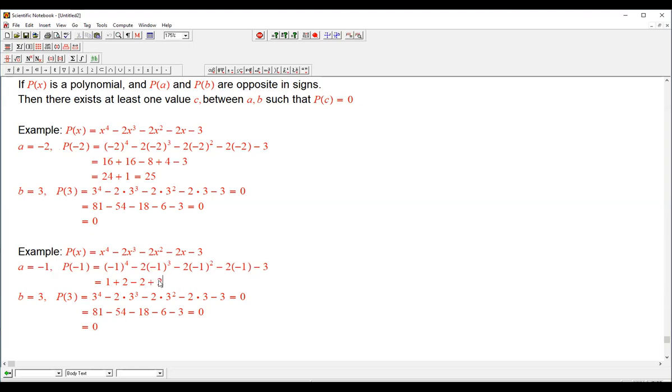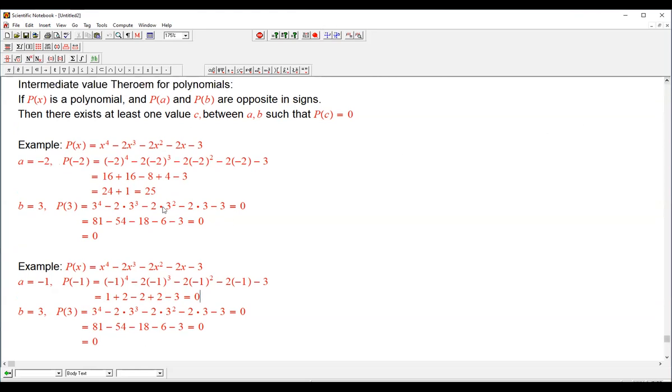Positive 2 minus 3. So what do we get in the end? We get 0. All right. So no problem. But in both cases, we cannot apply the theorem. But we actually found two zeros. That's interesting. That's great. But it's okay. We're going to find a case where this applies.